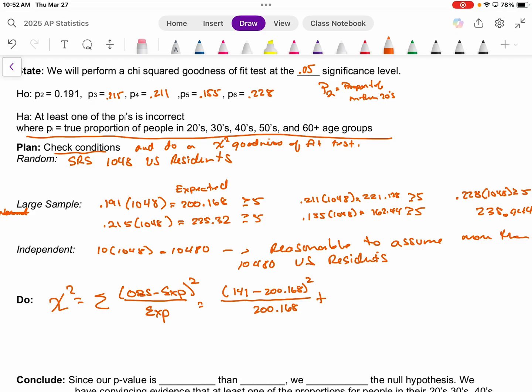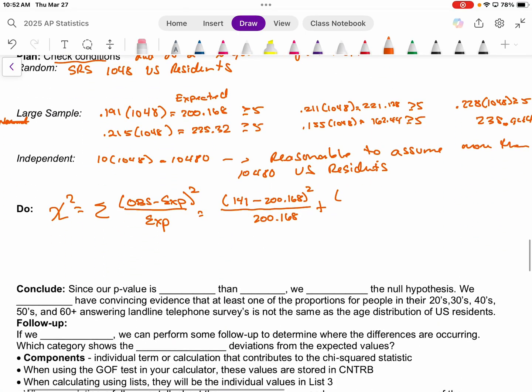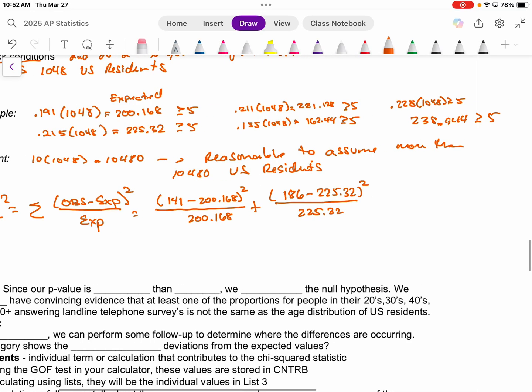I have to add to that now the next group of people. So the 30-year-olds was 186. So 186 minus the expected for 30-year-olds, 225.32, that quantity squared over 225.32, plus. Now I would continue doing what I'm doing here.